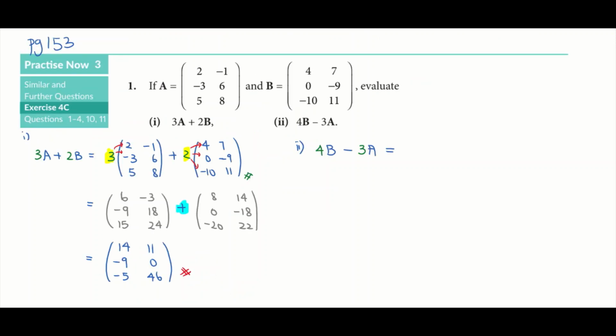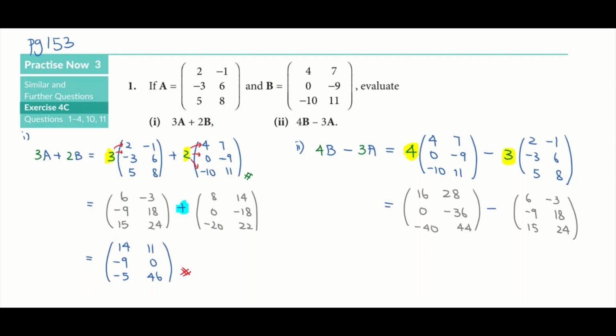First, I will sub in my B and A matrix. After rewriting the matrix, now we are ready for scalar multiplication. Multiply the first matrix by 4 and multiply the second matrix by 3. So this is my second step, and I'll be very careful to avoid any careless mistakes. And finally, we'll write our final answer.